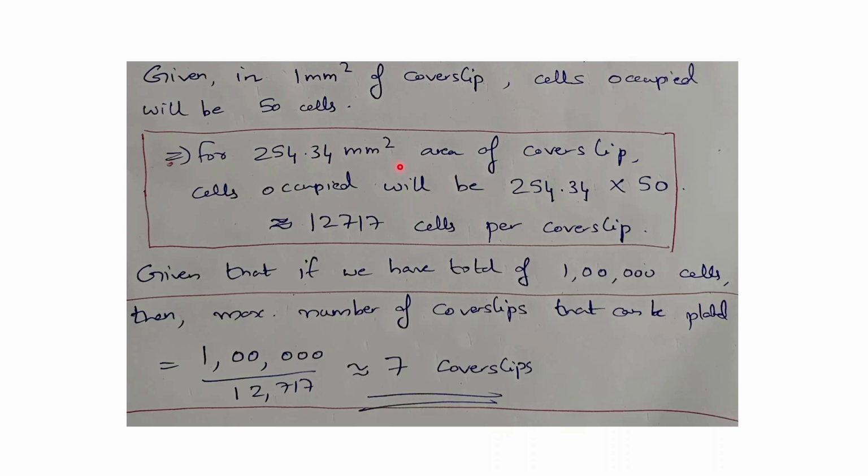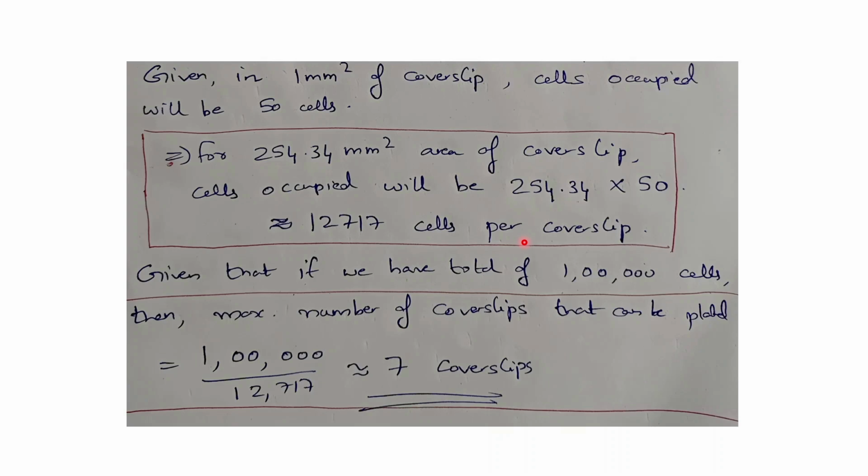In order to calculate the total number of cells, if the cell density is 50 cells per millimeter square and the total area of the cover slip is 254, just multiply the total area with this cell density. You get the number of cells present there, approximately 12,717 cells, which will be packed into that cover slip based on the information given to us. So in a single cover slip, 12,717 cells would be added.